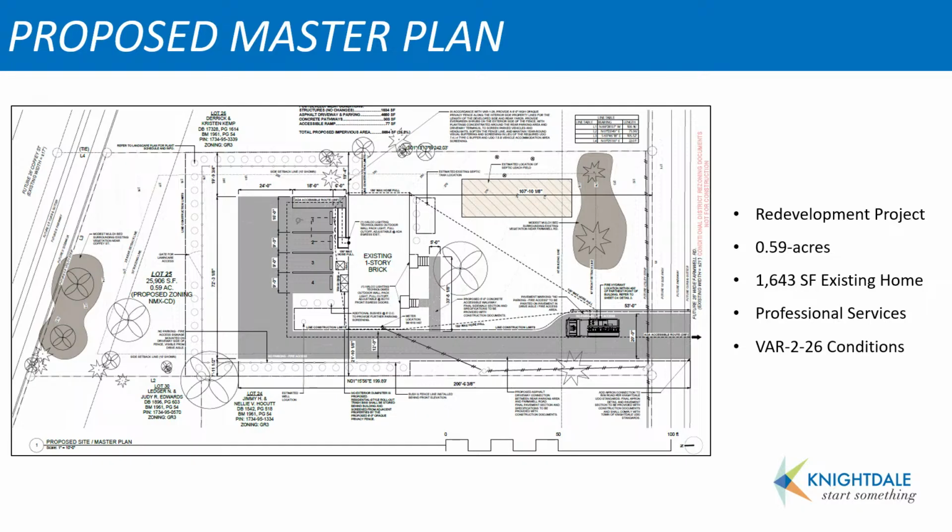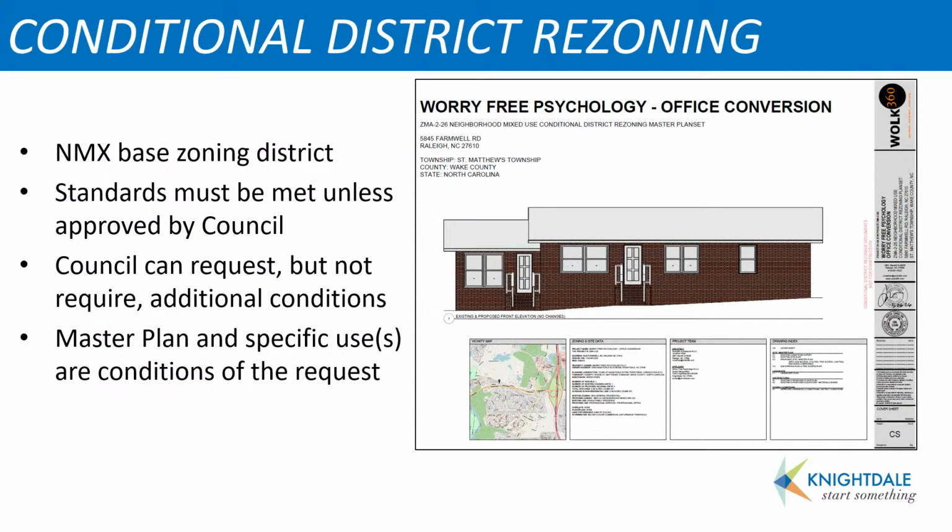Again, it's a redevelopment project looking to utilize the existing 1,600 square foot home and convert it to an office space for professional services. And I didn't mention earlier with the variance, there were several conditions added to that. They're largely about the fence, installing a fence with some shrubs to the rear to lessen the impact of that small parking lot. I think I have a slide about it, so I'm getting ahead of myself.